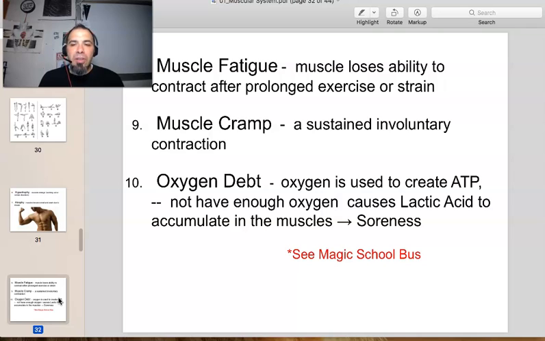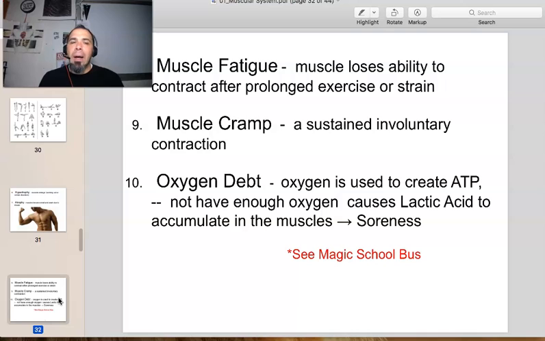And then oxygen debt is what happens, so oxygen is needed to create ATP through aerobic respiration. And so if you don't have enough oxygen, your body is going to start to produce lactic acid, and that lactic acid will build up in your muscles, and that's what causes your muscles to be sore.